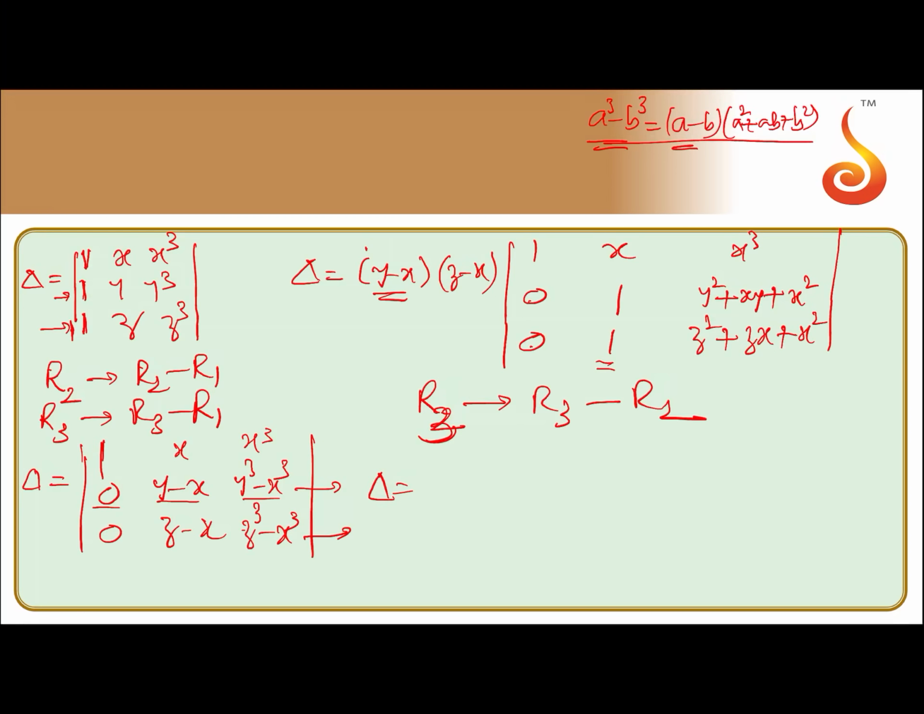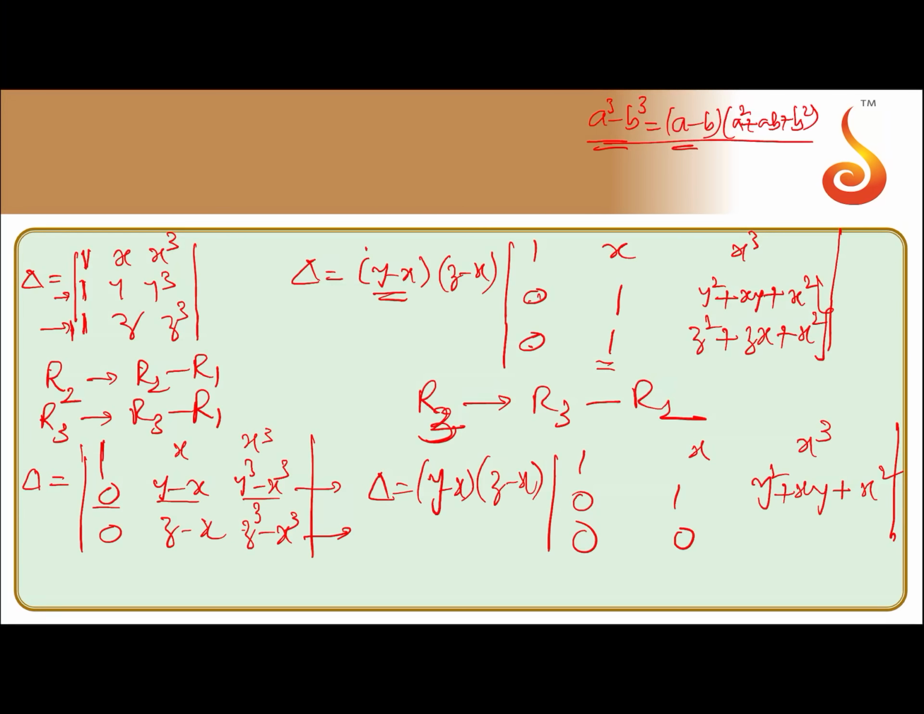Thereby, the determinant can be written as y minus x multiplied by z minus x multiplied by 1, x, x cube, no change in the first row, no change in the second row, 0, 1, y square plus xy plus x square. And the third row will change by subtracting elements of the second row from the third row: 0 minus 0, 0. 1 minus 1, 0. Here, careful when subtracting: don't you see that x square gets cancelled here? And from here, it is z square minus y square, plus zx minus xy.